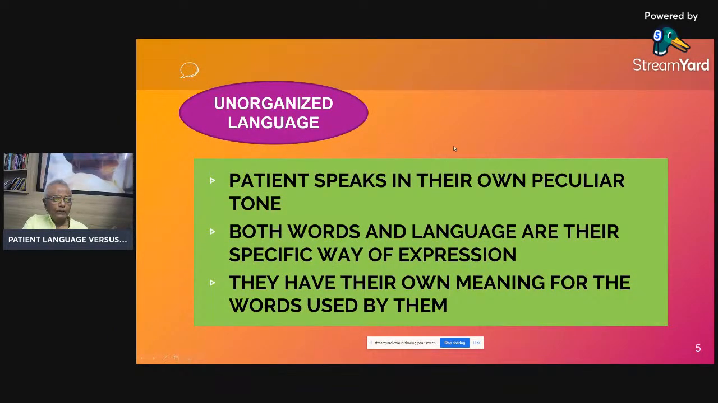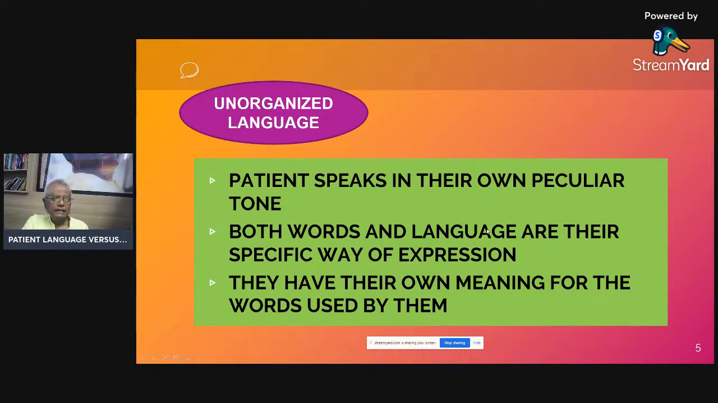And what we talk about as the patient's language, it is unorganized. They are not trained like you as a physician. You are physicians and you have been trained to take the case history. You have a format for case taking. Patients are not meant for that. So patients speak in their own peculiar tone, and every patient is talking in their own peculiar tone.